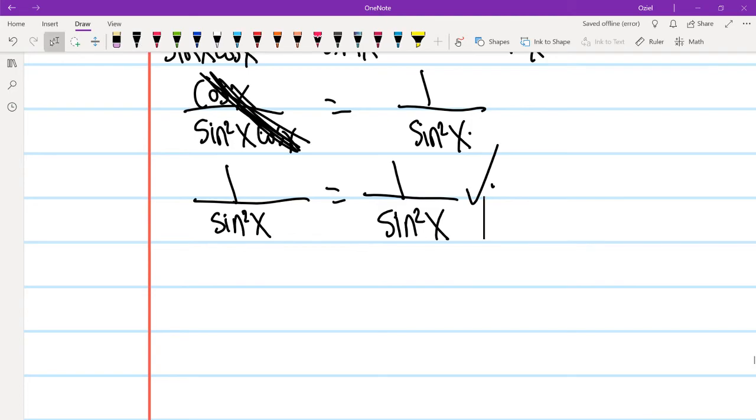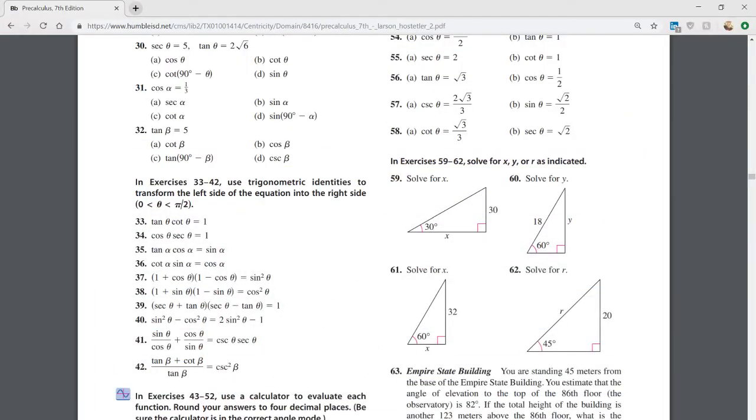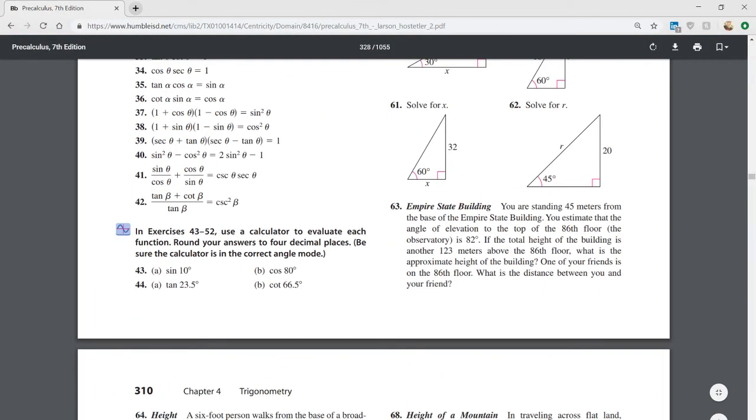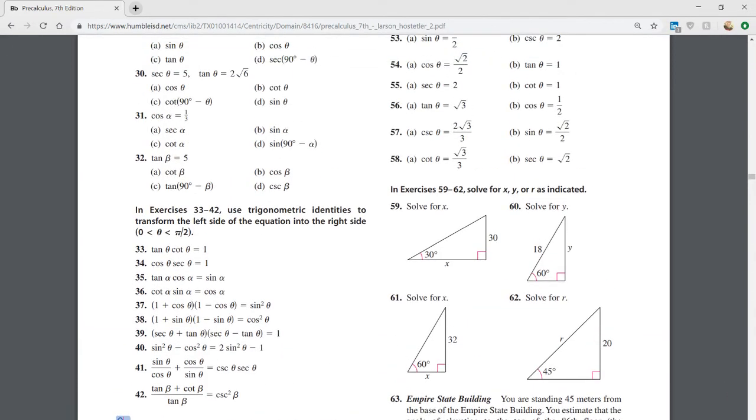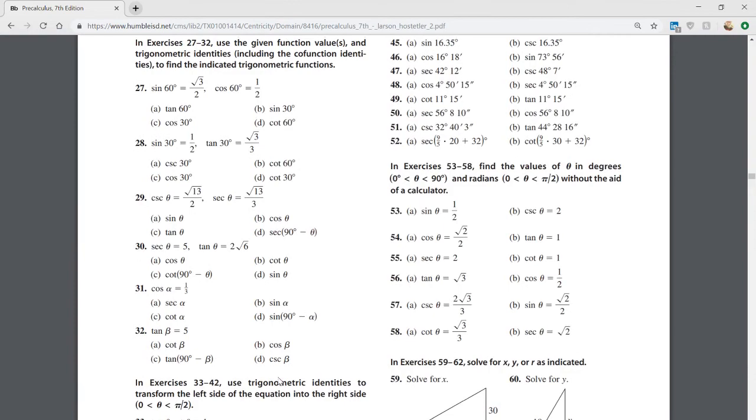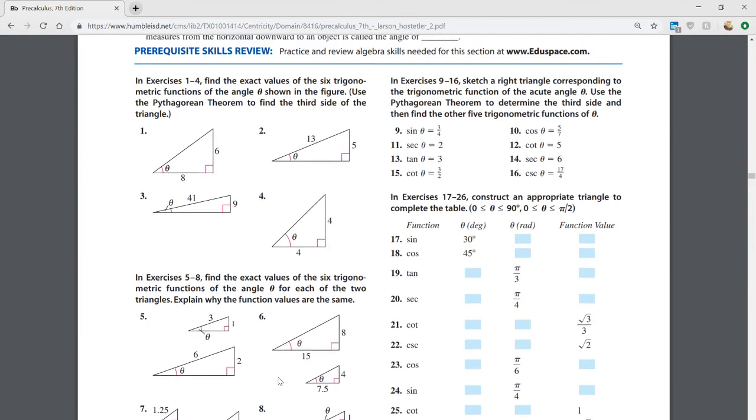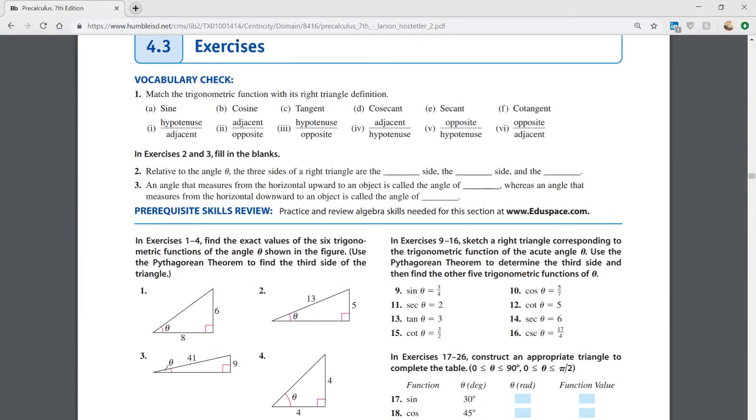I am so sorry, guys. Forgive me. I hope that this kind of helped. I know this one was a mistake on my part since I didn't copy it right. But other than that, I hope that this helps with trig identities if you're having trouble doing them.